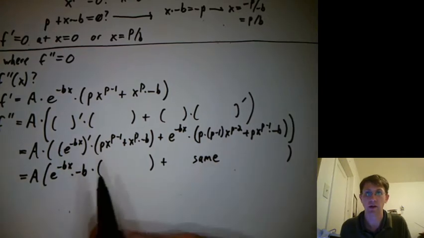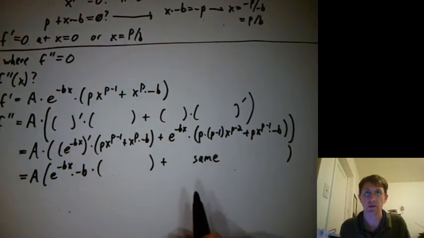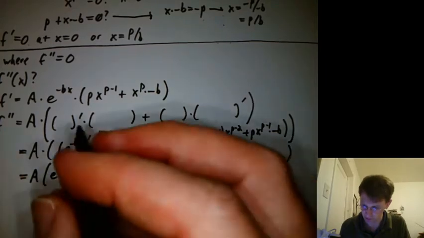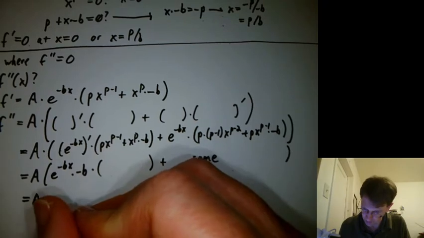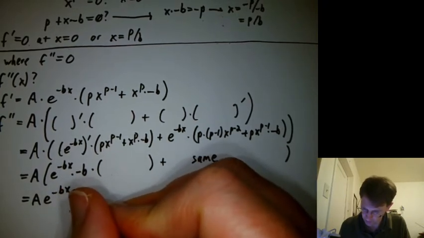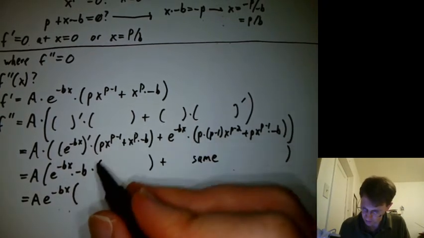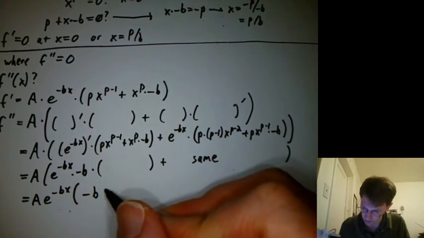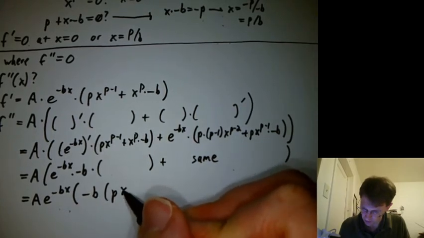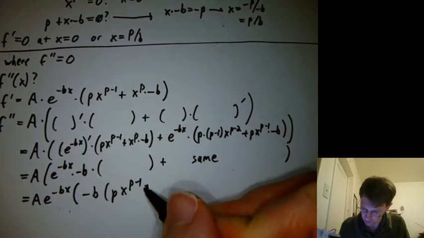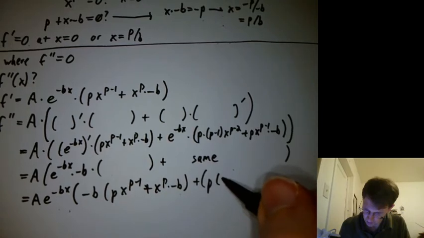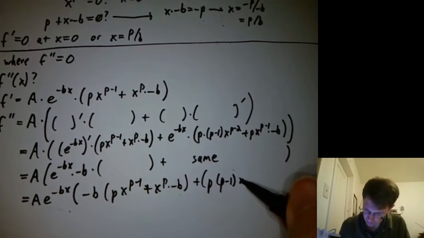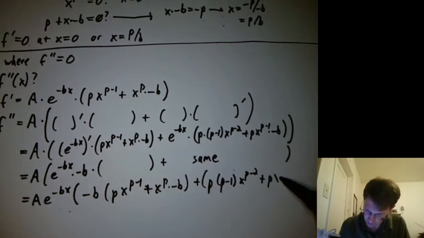So we want to probably apply that same rule as before. If I can make it a product of things, then I have to know where any of the factors is 0. So again, I have an e to the minus bx, so I'll factor that out. And then I have minus b times px to the p minus 1 plus x to the p times minus b, plus p minus 1 times x to the p minus 2 plus px to the p minus 1 times negative b.